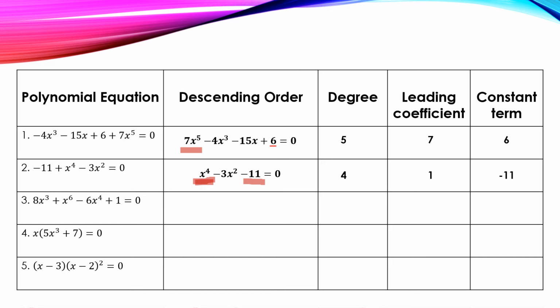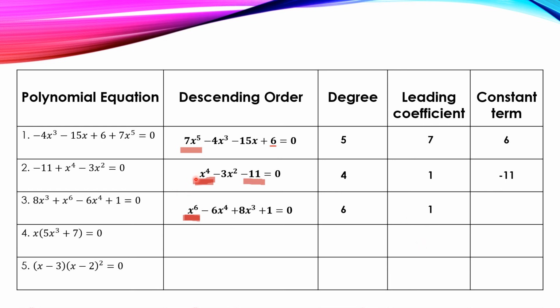Next, let's proceed for our item number 3. 8x cubed plus x raised to 6 minus 6x raised to 4 plus 1 is equal to 0. Ang kanyang descending order is this. X raised to 6 minus 6x raised to 4 plus 8x raised to 3 plus 1 is equal to 0. So, nasa unahan ulit yung may pinakamataas na exponent. And ang ating degree is 6 because the highest exponent natin dito is yung 6. And the leading coefficient is also 1.